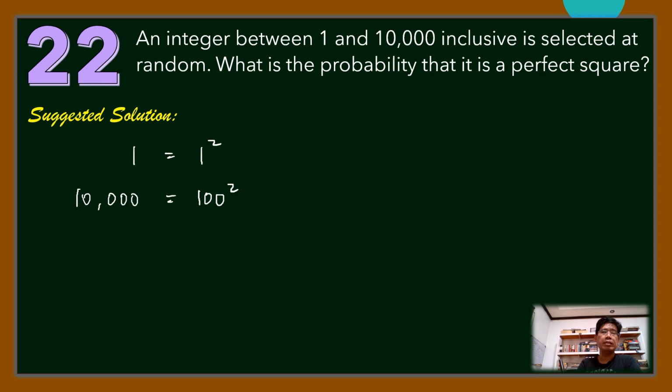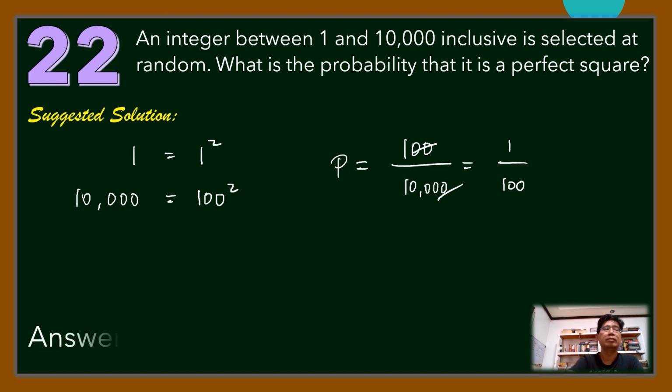So, the probability that the integer is a perfect square is 100 over 10,000. And this is equal to 1 over 100.